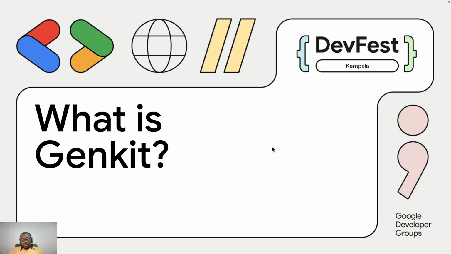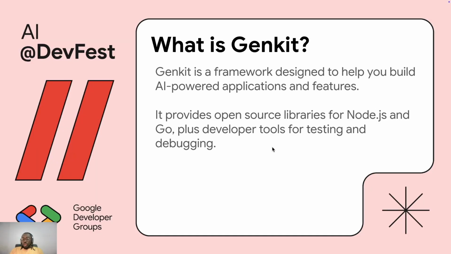So, what is Genkit? Genkit is a framework designed to help you build AI-powered applications. It provides an open source library for Node.js and Go, plus developer tools for testing and debugging. So basically, Genkit is a framework that you can use to create your AI-powered application.